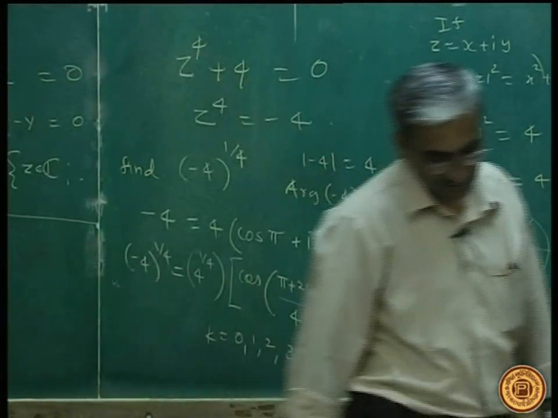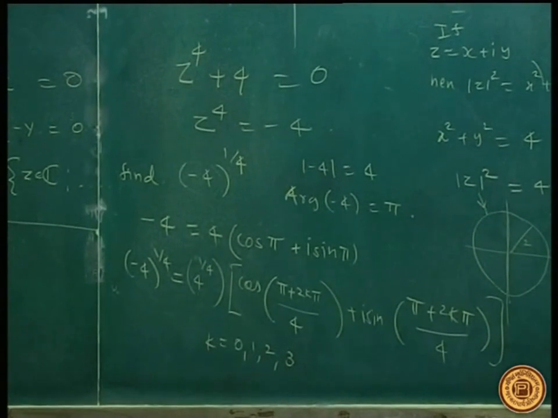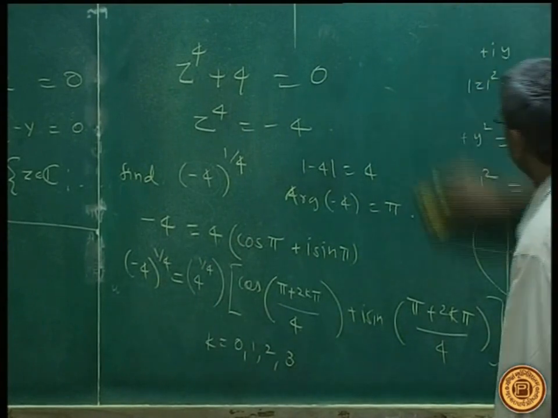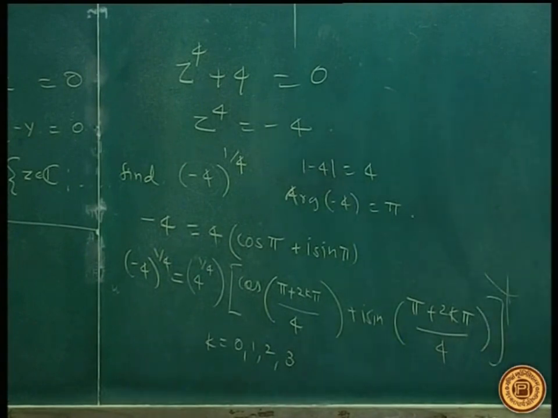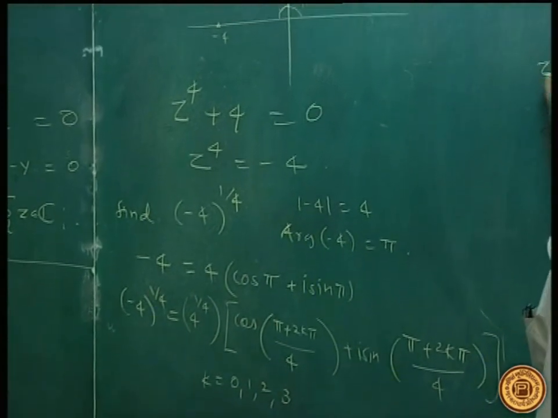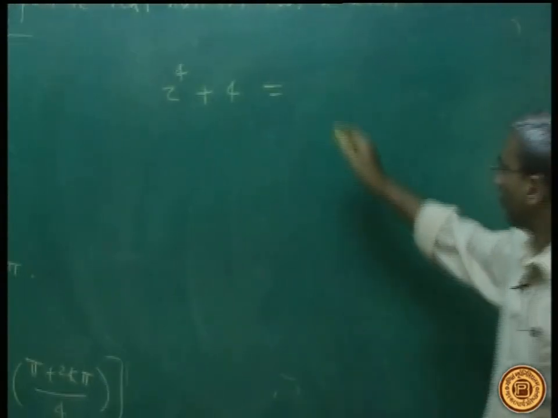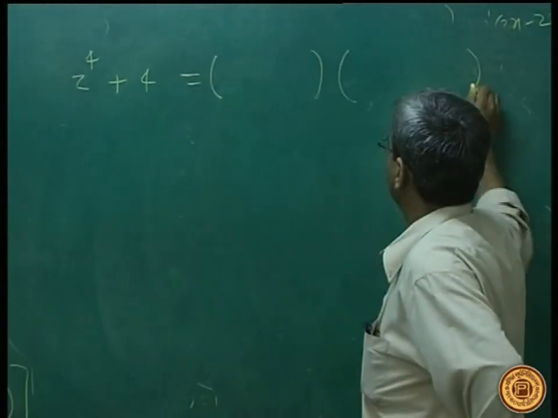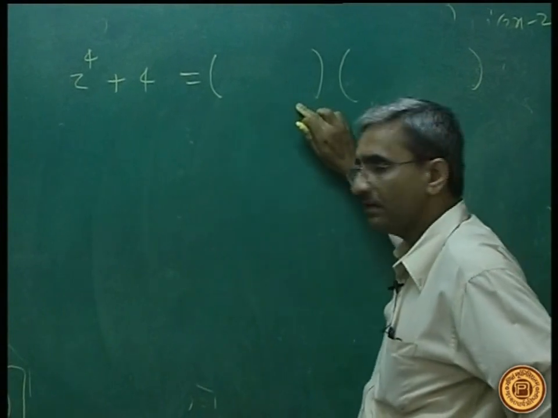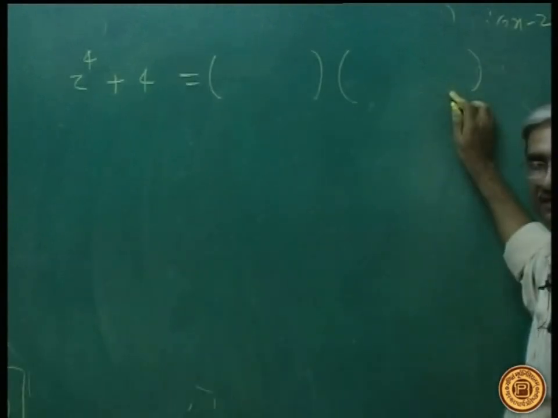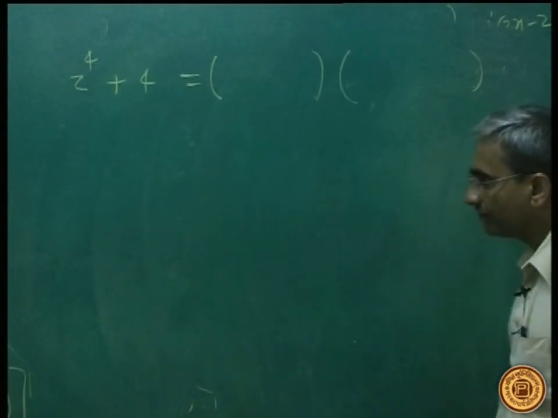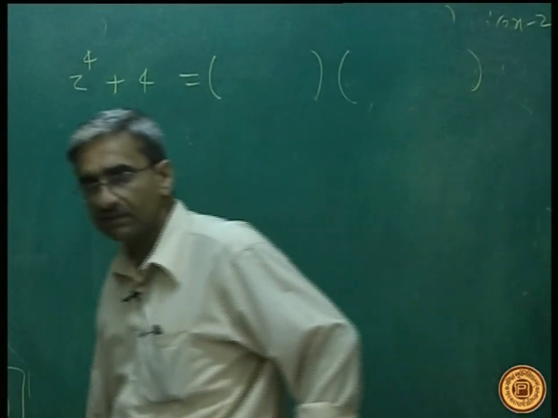The next thing is to factorize this polynomial with real coefficients, into quadratic factors with real coefficients. So the next part is that you want to factorize this polynomial z raised to 4 plus 4 into quadratic factors with real coefficients. That is, some ax square plus bx plus c, a dash x square plus b dash x plus c dash, that is 2 quadratics we want. How will you get those quadratic factors? Any idea?